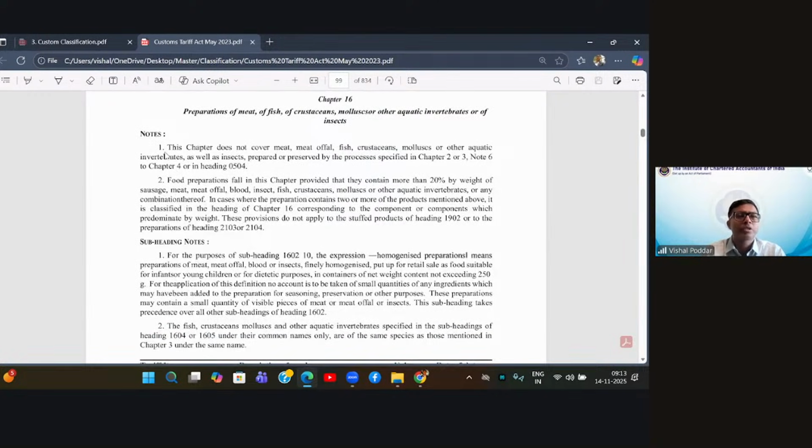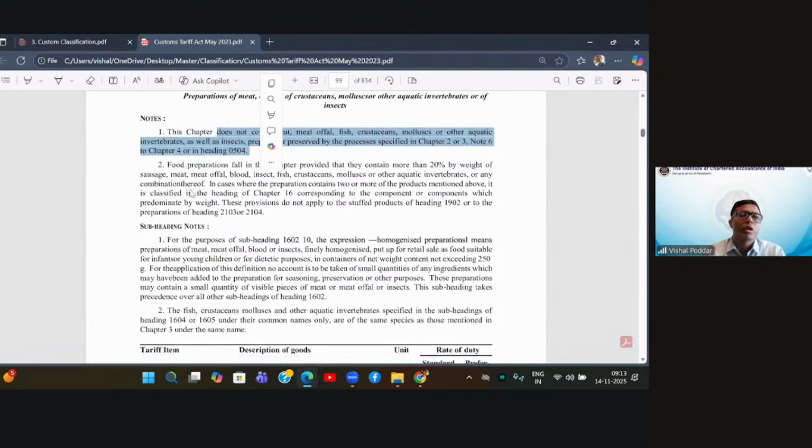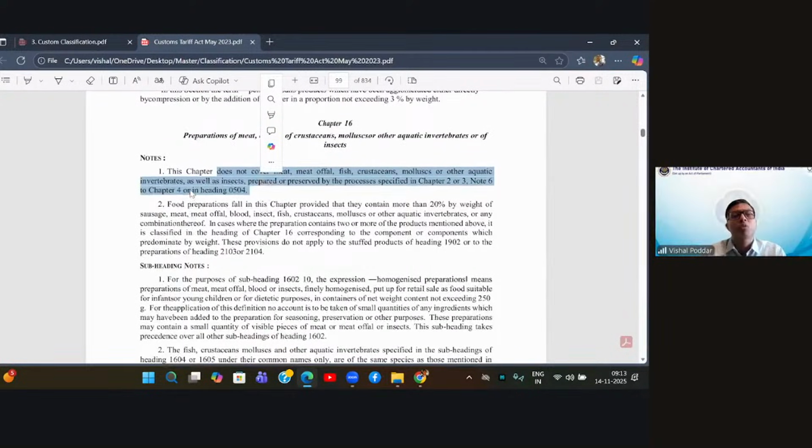Again, what the chapter note says, this chapter does not cover meat. Why? Because meat is covered in the initial chapter. So it is clarified. This will not cover meat, offal or fish, etc. Why? Because these are covered in the earlier chapters, chapter 2 or 3 or 4. Note 6 of chapter 4 has already referred to this. So the point is, these notes are very, very important because they give you clarification as to what will be covered, what will not be covered in the chapter, in the section.